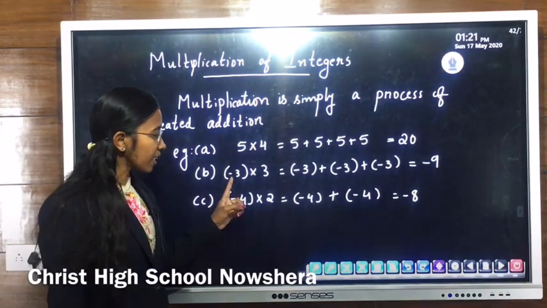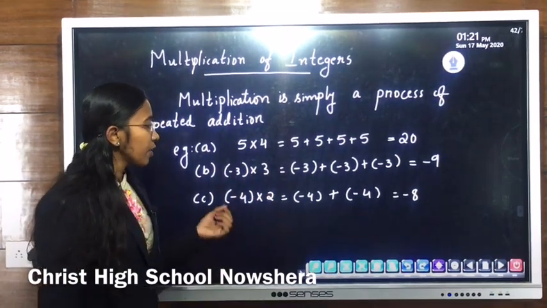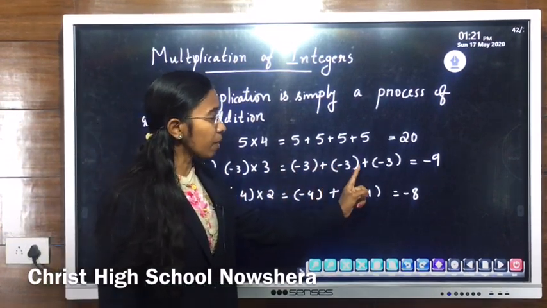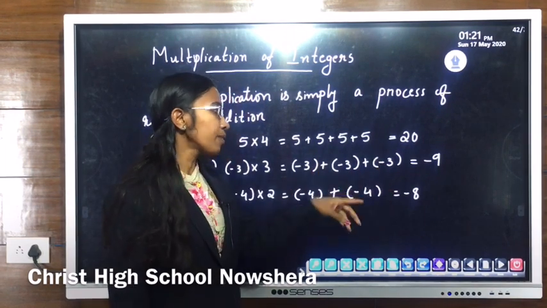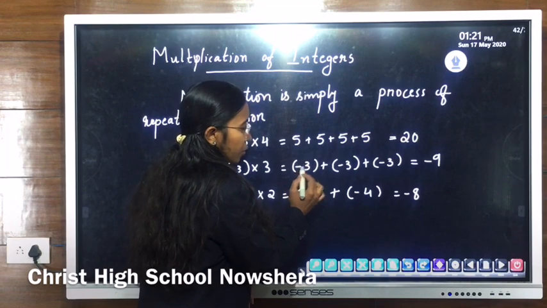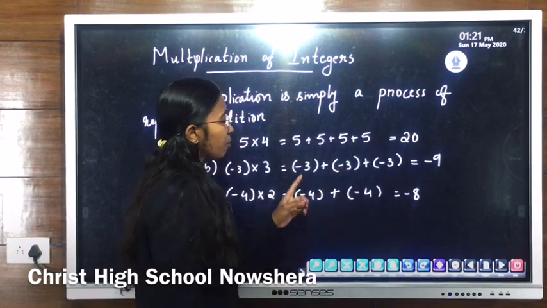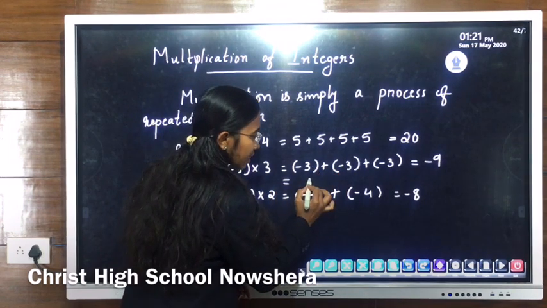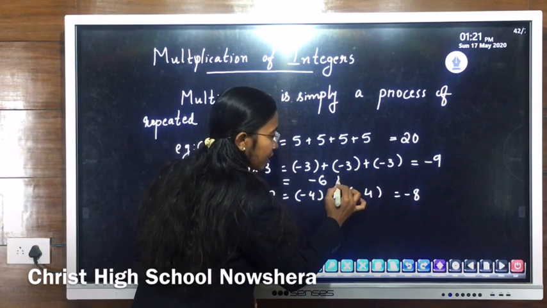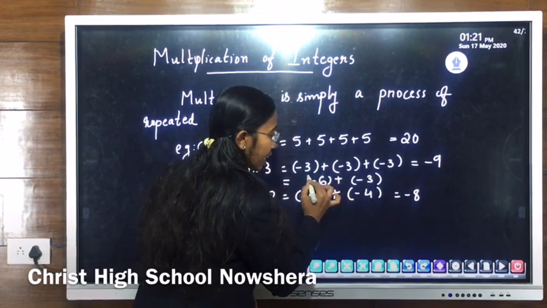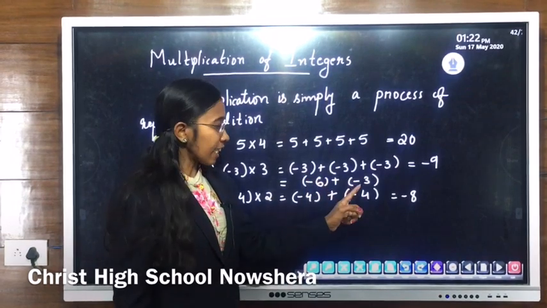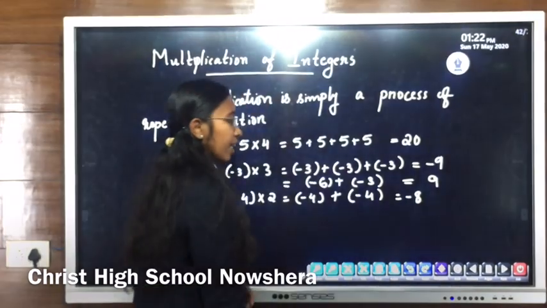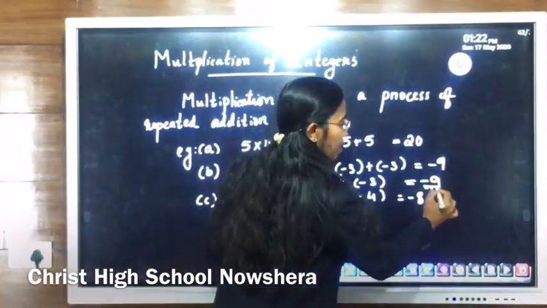Another example, minus 3 multiplied by 3, which means we are adding minus 3, 3 times. Minus 3 plus minus 3 plus minus 3. Here we are applying the sign of addition. Here the two numbers are negative integers. Suppose we are adding two negative integers, add the numbers and put the negative sign. Here the answer is minus 6. Again we are adding minus 3. Again these two integers are negative integers. Here we are adding the integers and put a negative sign. So our answer is minus 9.